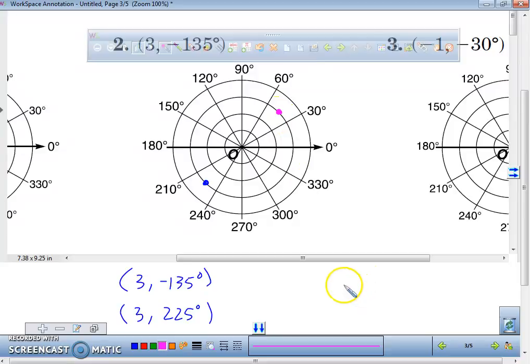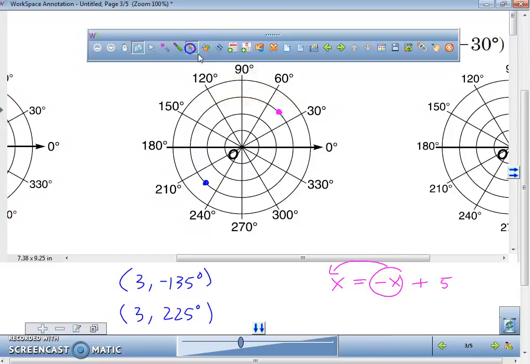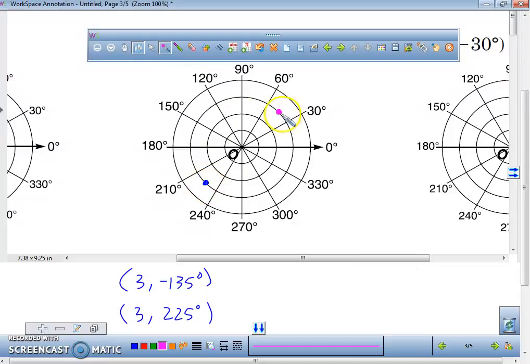Kind of like if I said I have x equals negative x plus 5, and I said, what do I want you to do with this negative x? I want you to move it across the equal sign. What's going to happen to the negative x? You become a positive x. So same kind of concept. Anytime you take this point and you move it across, all right, that would become the negative version of it.